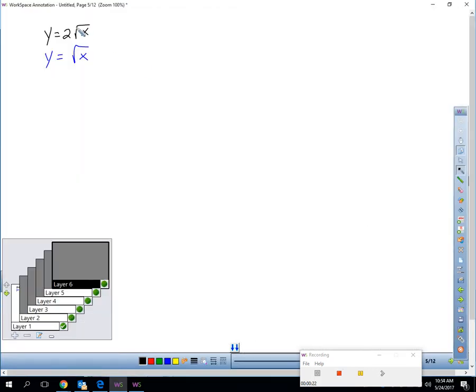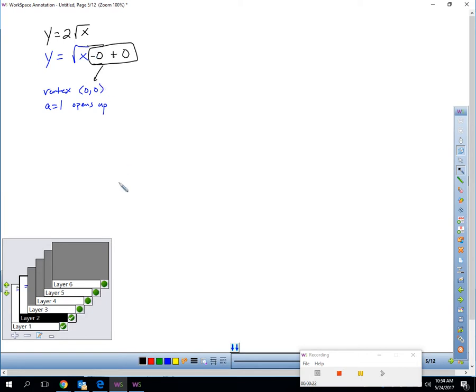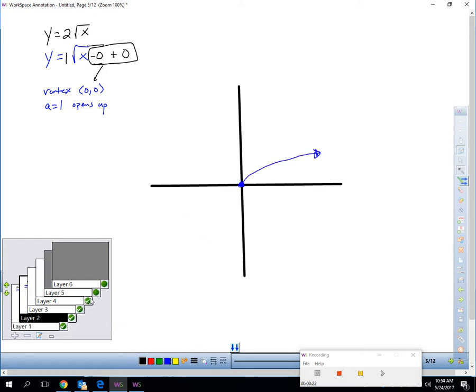I wrote both functions down here that we're going to sketch and compare. First of all, the parent function. Its vertex is at 0, 0. You might be asking, how can you tell? Remember, I see nothing inside the radical, and I have nothing outside. 0, 0 is my vertex. And a is 1, so this thing opens up, so my sketch would look like that.